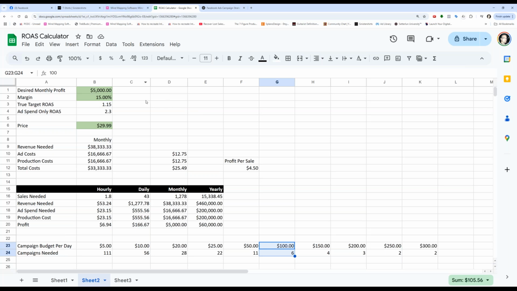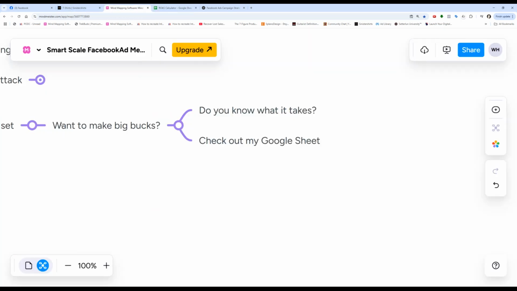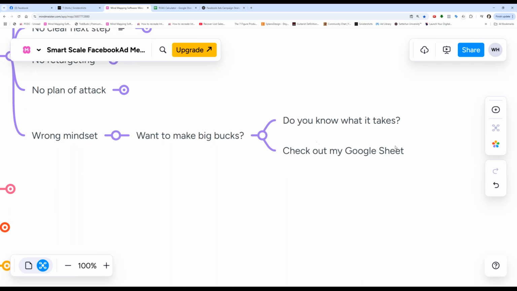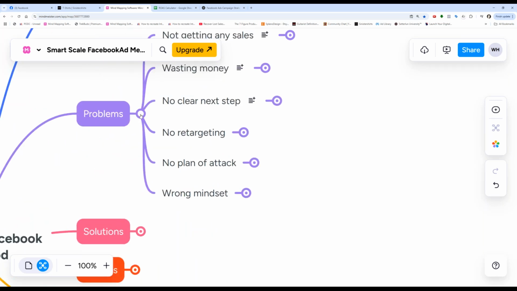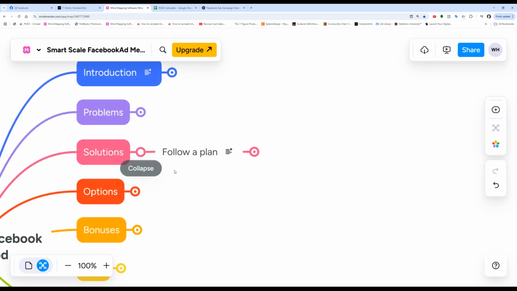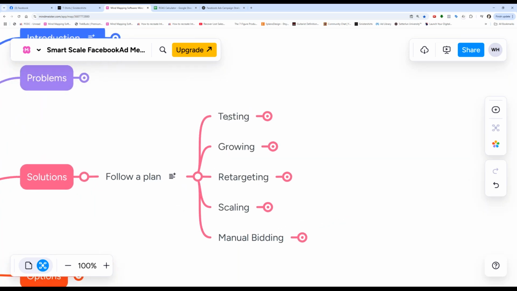Anyway, point is, your mindset matters. Okay, if you want to make big bucks, you've got to know what it takes, and you've got to accept what it takes. That's it. That's the whole point of that. The problems are going to be gone because we do have solutions, right? The solution is follow a plan. If you're like, I don't have a plan, I don't know what the plan is, that's okay. You need a plan for testing, growing, retargeting, scaling, and even manual bidding. There's a lot of parts to the plan.